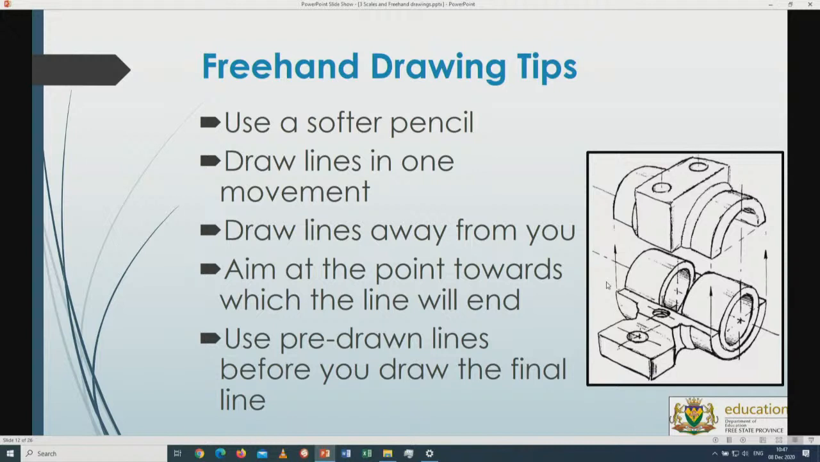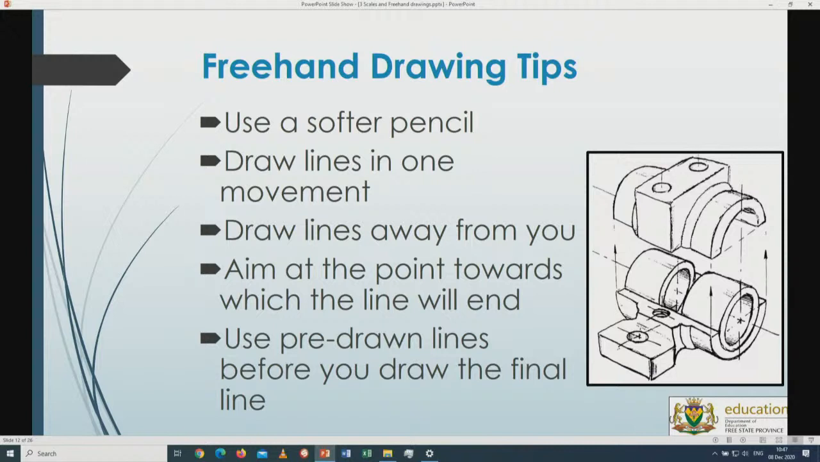And then if you draw a freehand line, to make it go straight, it's like cutting with scissors without a guideline: get yourself a point and work towards the point. In other words, draw a line towards that further point, and that will help you to draw the line parallel. Right, and then also use pre-drawn lines sometimes to draw the final drawing.